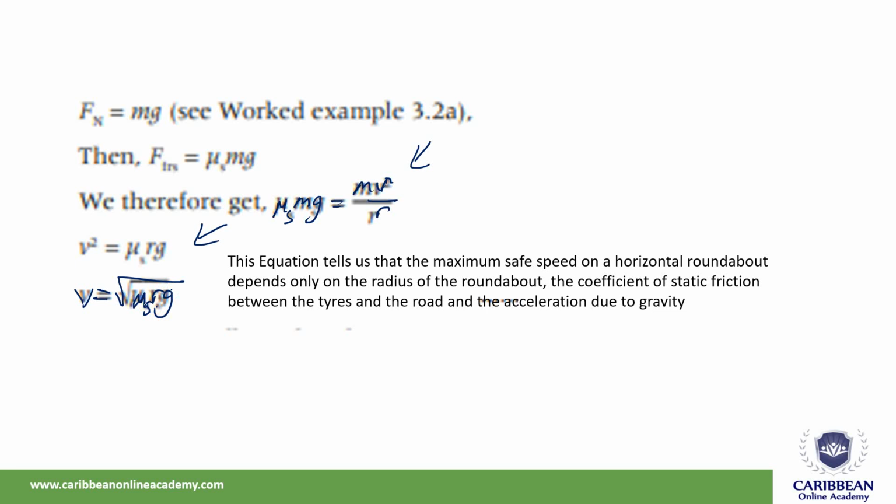So from this equation, we can identify that the safe speed is dependent on the radius of the roundabout, or the radius of the circular motion. And it also depends on the coefficient of static friction. So if your coefficient of static friction is relatively low, then to keep the car from sliding, the overall velocity is going to have to be relatively low.